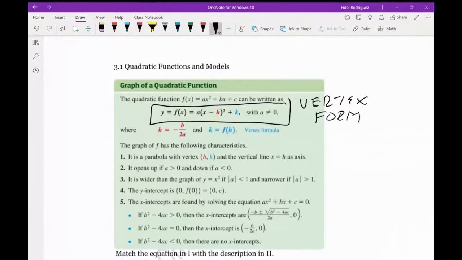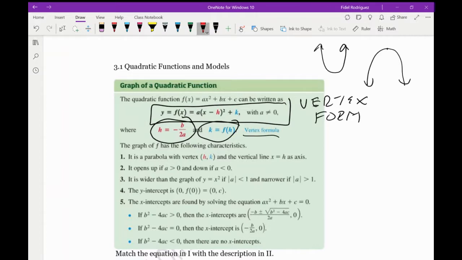The value of h and the value of k give us the vertex of the parabola, okay? All these graphs are going to have a similar shape. They're all going to either open up or open down. And the vertex is either going to be the lowest part of the graph or the highest part of the graph. And that h and k are the coordinates of our vertex. That's what that means.